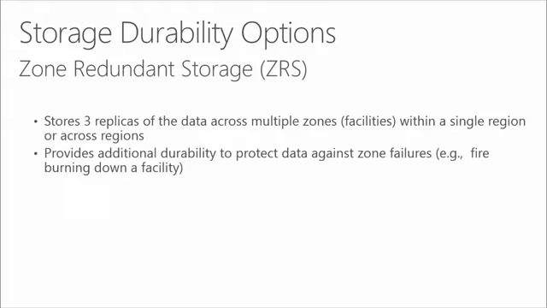So we are again storing 3 replicas of the original data. The difference is this provides you additional durability to protect it from zone failures. The design of our data centers is based on zones. So even if there's a problem concerning that zone in our data center, the data replicated by zone redundant storage will be there, so you won't lose any data.